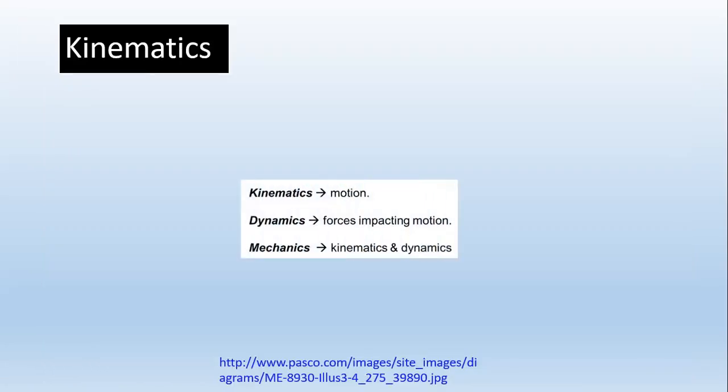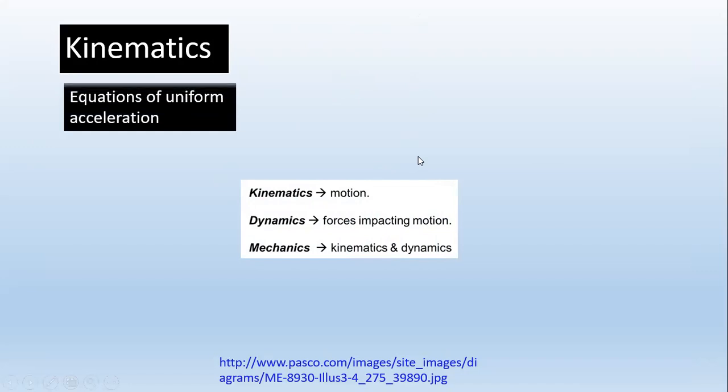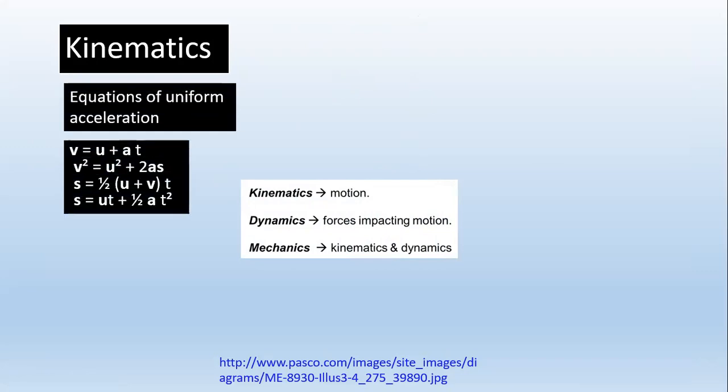Okay, we will start with kinematics. It's related to motion. Dynamics is the forces acting on the motion. It gives you the reason why it's accelerating. So mechanics is basically kinematics and dynamics. So we'll be looking at equation of uniform acceleration. Right? It's just to whet your appetite, what we'll cover.